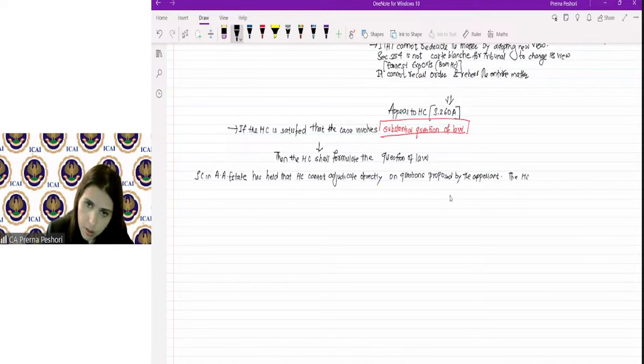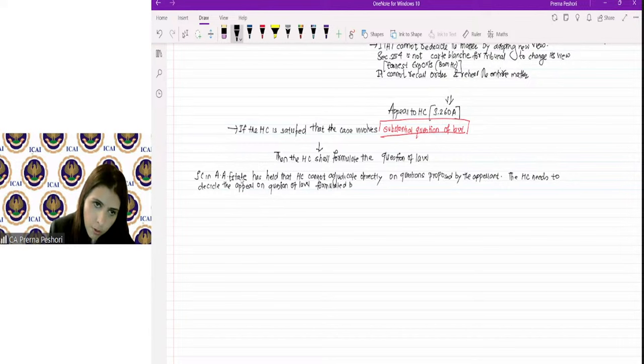The High Court needs to decide the appeal on the question of law formulated by the High Court. Are we clear?